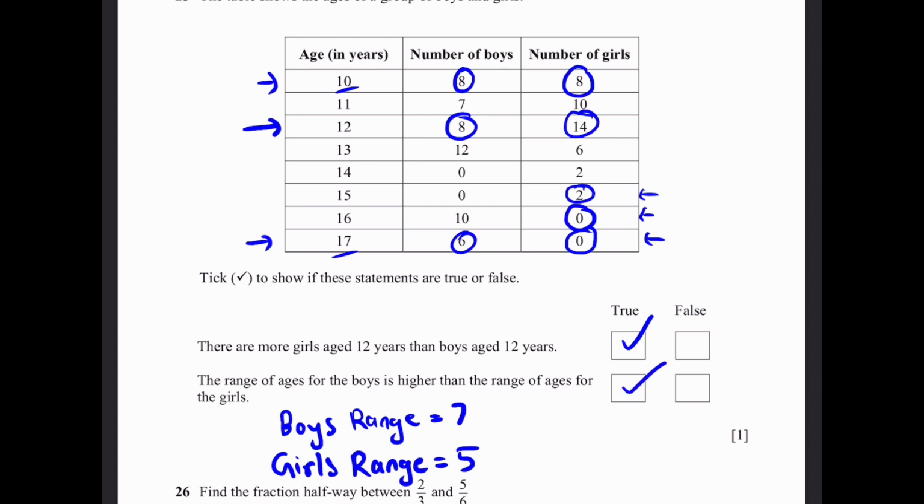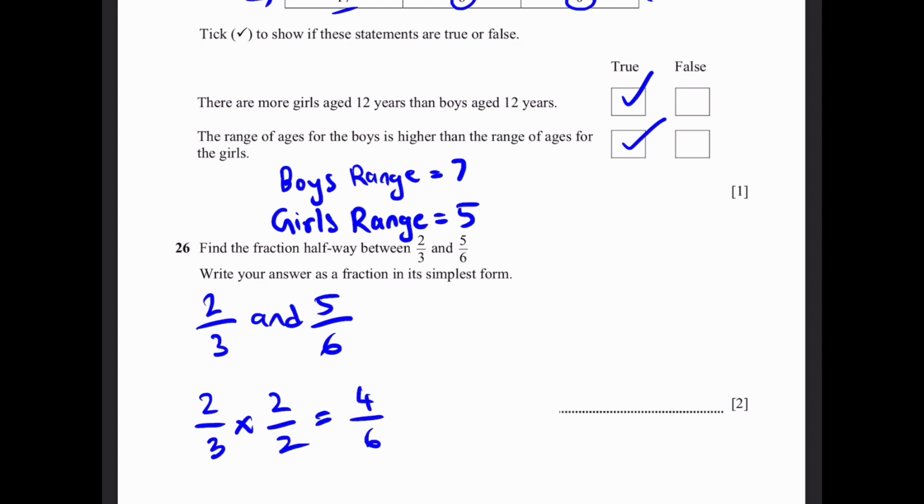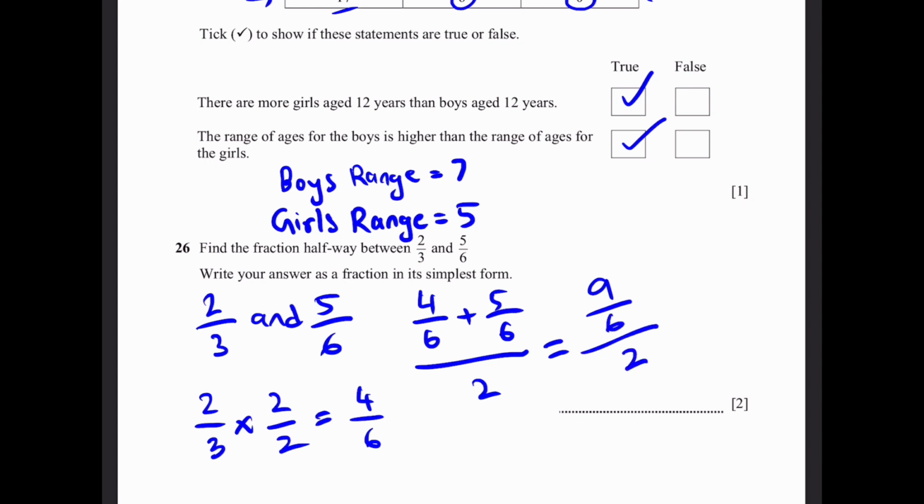So we've completed 25. Let's go to 26. Find the fraction halfway between 2 by 3 and 5 by 6. Write your answer as a fraction in its simplest form. Let's just write down these fractions, 2 by 3 and 5 by 6. Let's make the denominators common. 2 by 3 multiplied by 2 by 2 is equal to 4 by 6. So if you want to find the fraction halfway between these two, we need to find the mean of it. So 4 by 6 plus 5 by 6, the whole divided by 2, which is equal to 9 by 6 divided by 2. 9 by 6 can be simplified to 3 by 2.